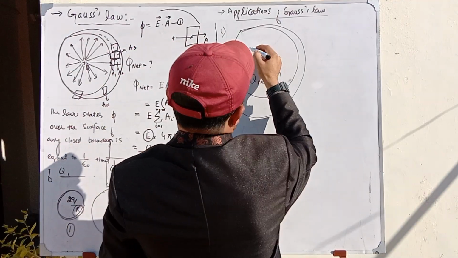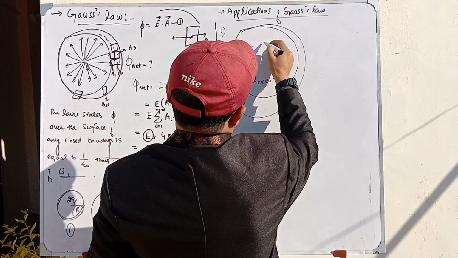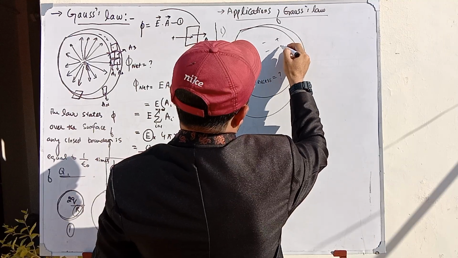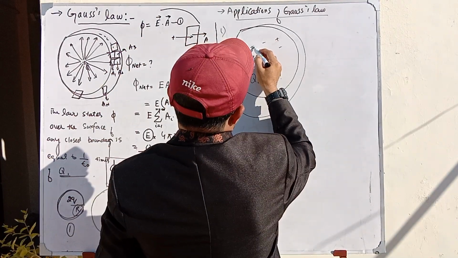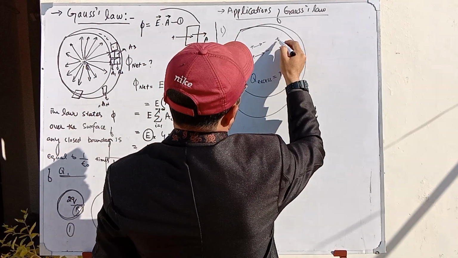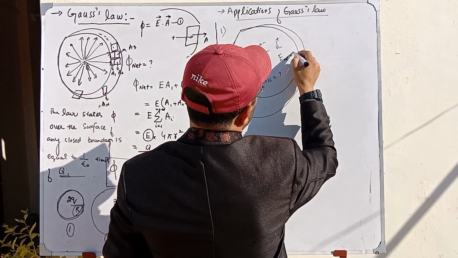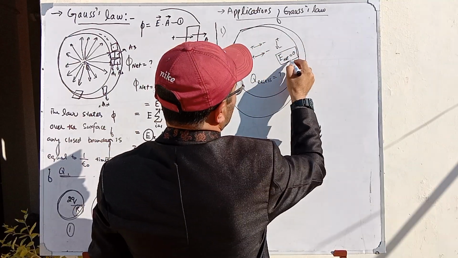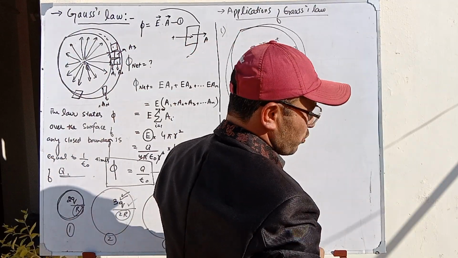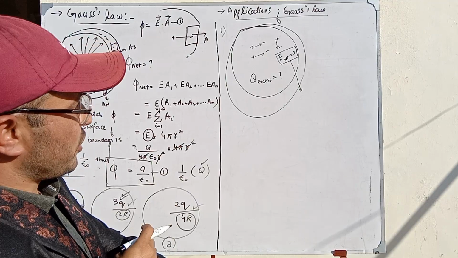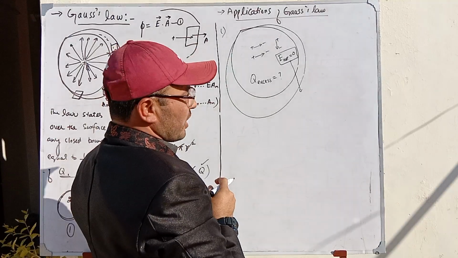In any conductor, as I explained in lecture number 1, the body contains an equal number of positive and negative charges, and if I apply some electric field here, the net electric field is equal to 0. This MCQ is repeated in many competitive examinations: what is the net electric field inside any conductor?